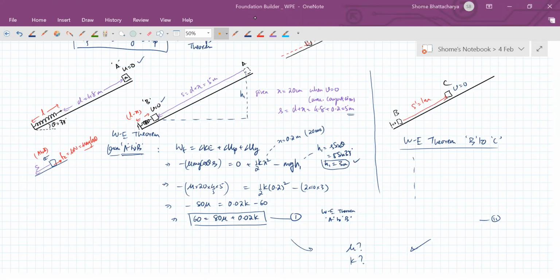So both at my initial point A and at my final point B, the speeds of the block are 0. So the net change in kinetic energy is 0. In between the kinetic energy is increasing, but then again it's decreasing as it hits against the spring. Is it clear now? Okay.